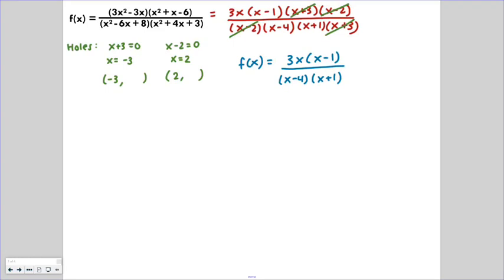All right, so when x is negative 3, we're going to get 3 times negative 3, and negative 3 minus 1 over negative 3 minus 4 times negative 3 plus 1.